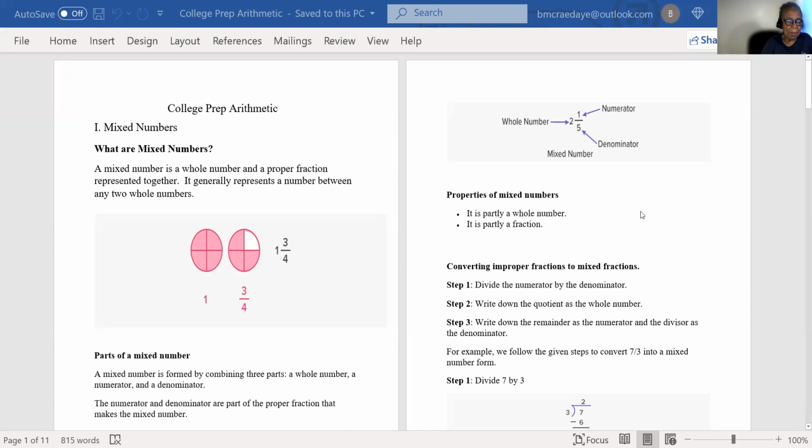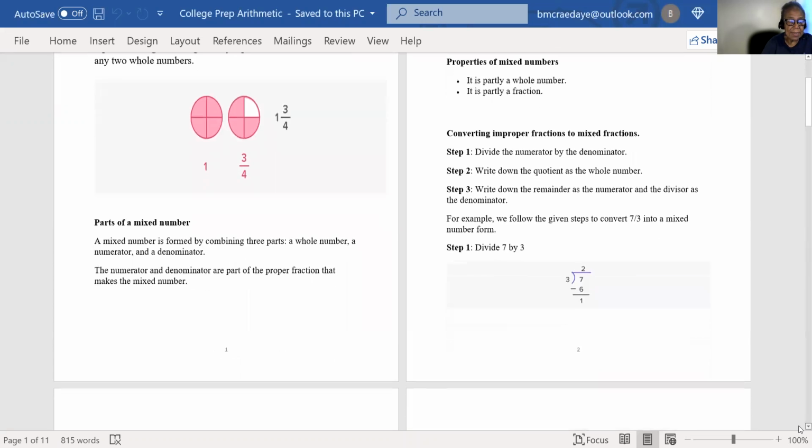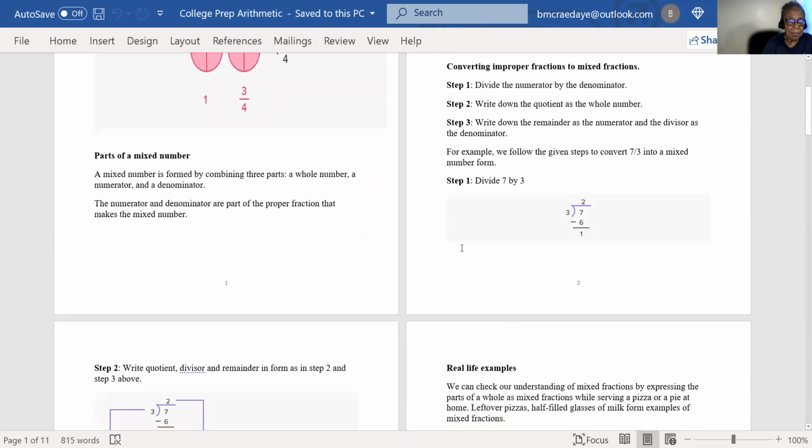That's a mixed number. Now, we want to be able to convert improper fractions to mixed numbers. And the way we do that, we divide the numerator by the denominator. The quotient, which is the answer for division, we write down as the whole number, and we write down the remainder as the numerator and the divisor as the denominator.